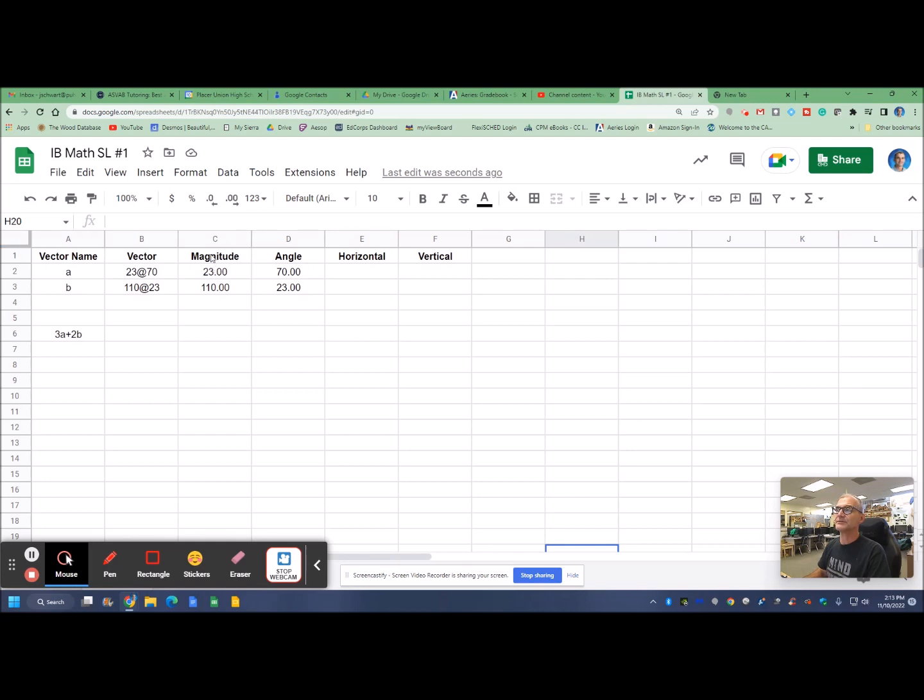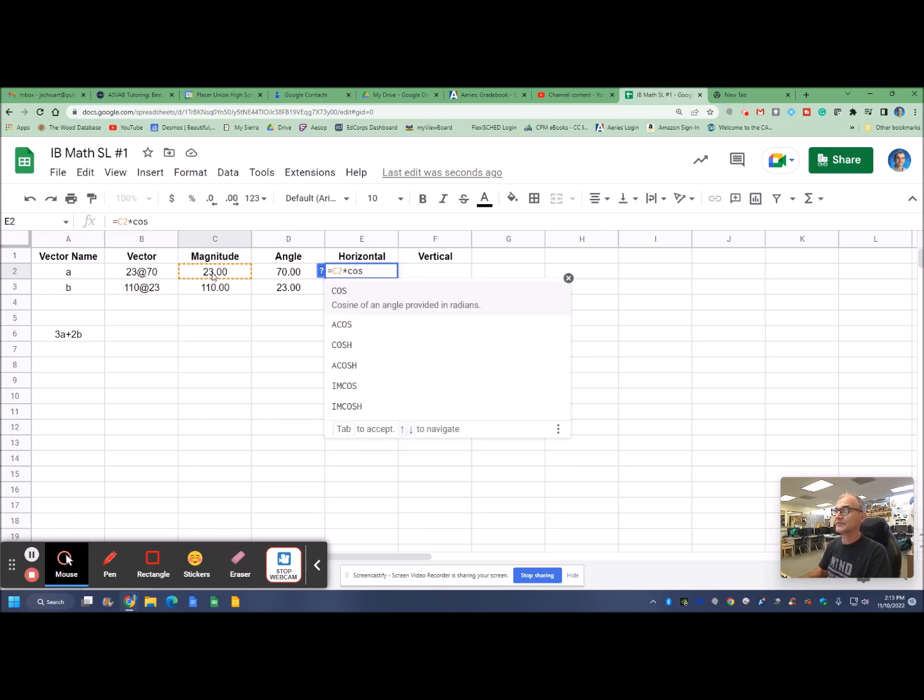I create a column of magnitude, so I just put the 23 and the 110 there. I create a column up and down of angle, and I put the angles there. The horizontal component, I always start with the equal sign. It's going to be equal to the magnitude, so I'm going to click on that cell, times the asterisk above the 8, cosine of the angle. So I just start typing in cosine, that pops up.